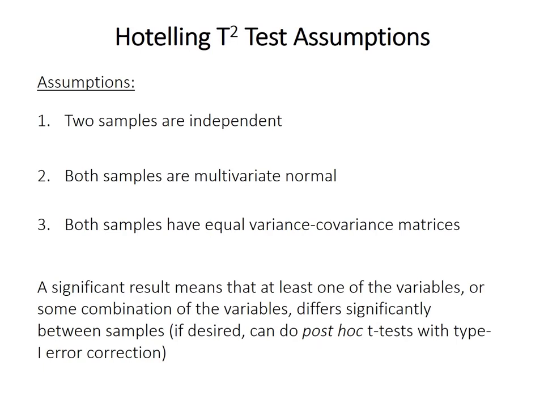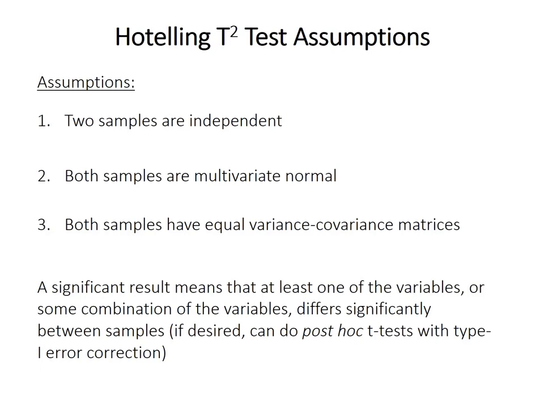So the Hotelling's T-squared test is a parametric test, and so it has many of the typical parametric assumptions. Of course, the two samples must be independent of one another. This generally means you can't have repeated measures of the same item, so you're not measuring the same thing at multiple times. Both samples must be multivariate normal, which means that all the variables should themselves be normally distributed. If the sample size is large enough, this isn't such a big deal. Both samples should have equal variance-covariance matrices, and I'll illustrate that on the next slide.